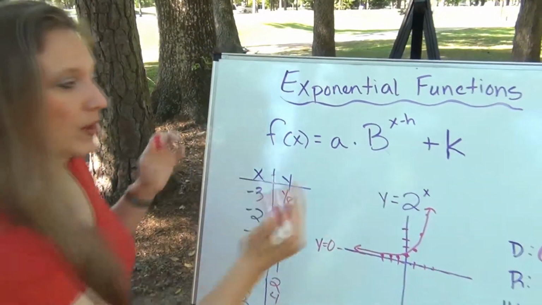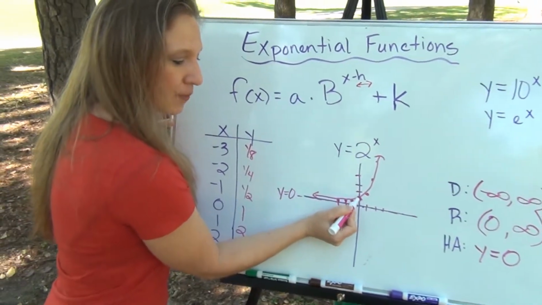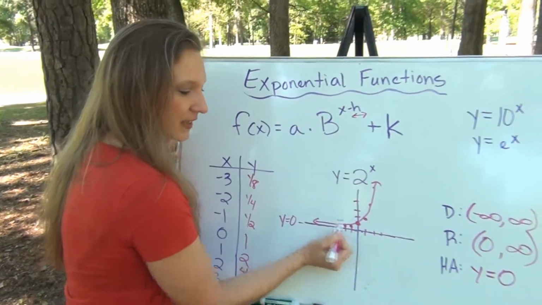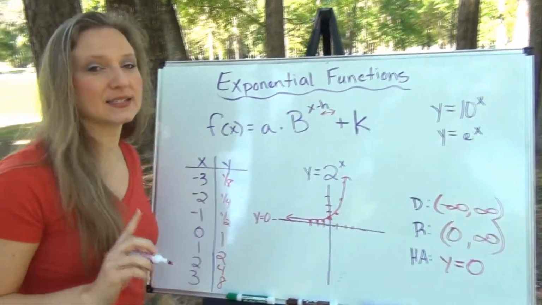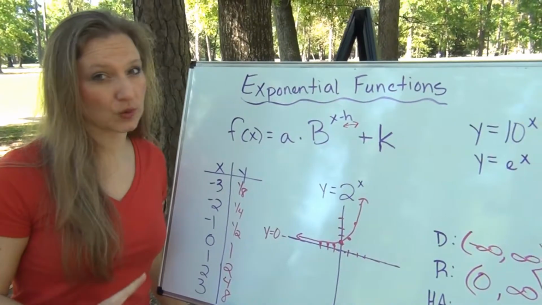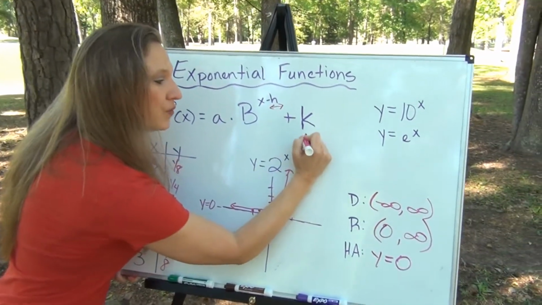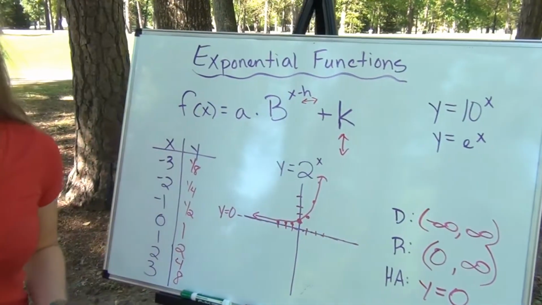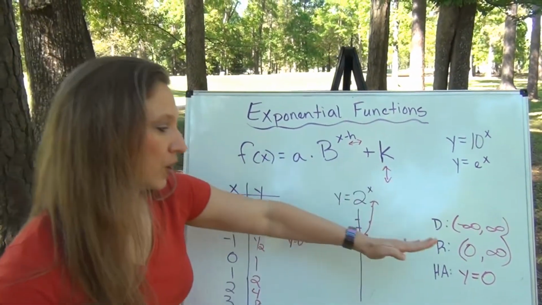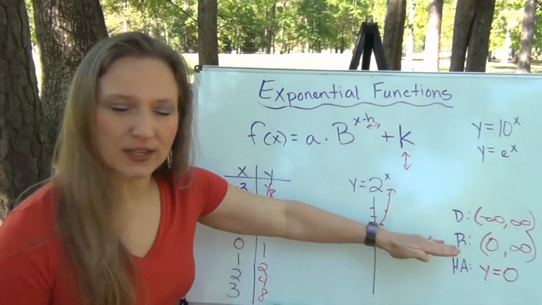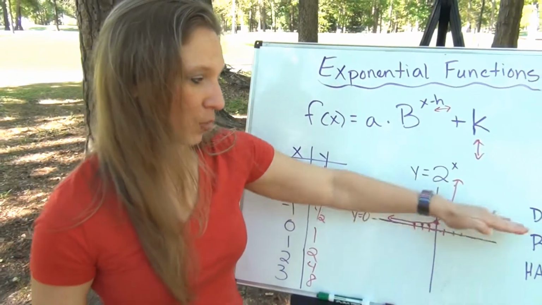H, as always, shifts our graph left and right. So we will take this key point right here and shift it left and right based on that number. Remember, because of the minus, it always moves in the opposite direction of what you'd expect. The K is going to move the graph up and down, just as all the other functions. Notice, though, the K will also be where your horizontal asymptote is. So whatever that number is, that is where the horizontal asymptote will be.